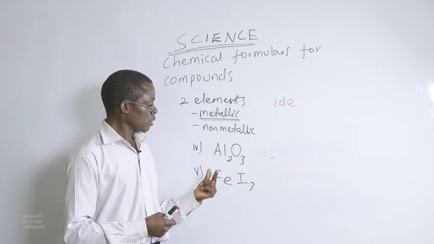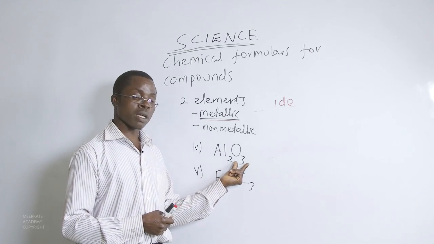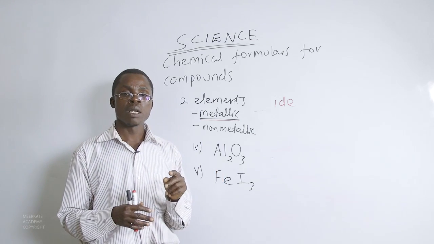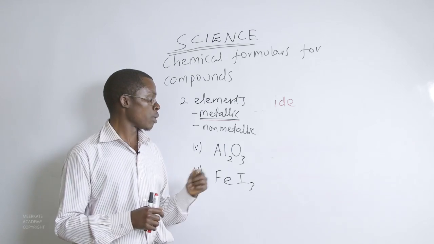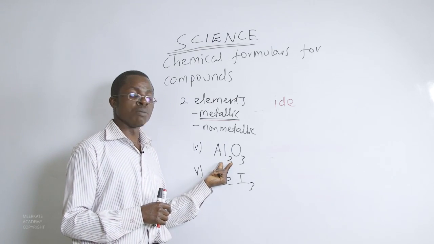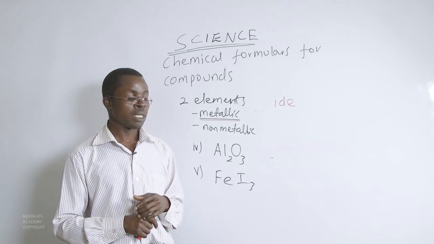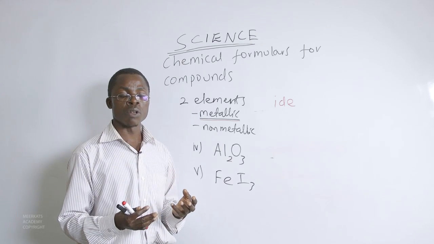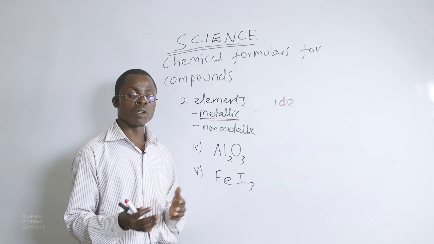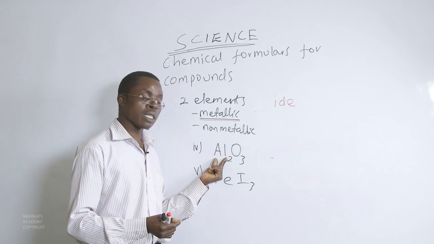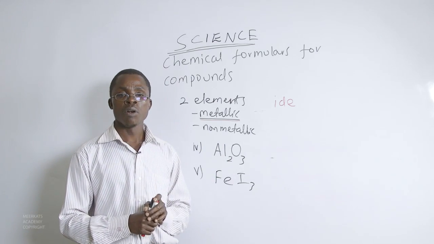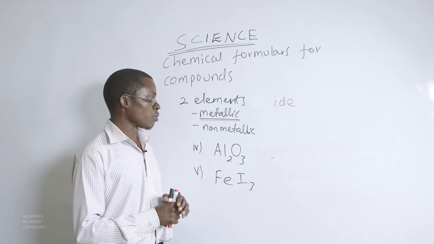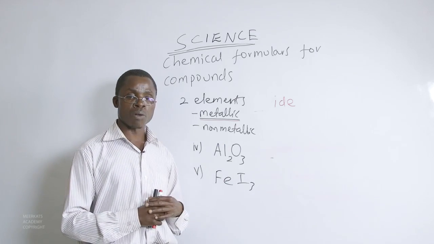In this one, you can see it has a number here and a number here. That's what I was looking for. At least we have numbers appearing in more than one position. So we have a number on the first element and a number on the second element. So how do we name such a compound? First of all, let's identify and see if it is following the rules. Is it metal first and nonmetal second? Yes. Al stands for aluminium, O stands for oxygen. Aluminium is a metal, oxygen is a nonmetal. So that one has fulfilled the rule. Let's now name the compound.